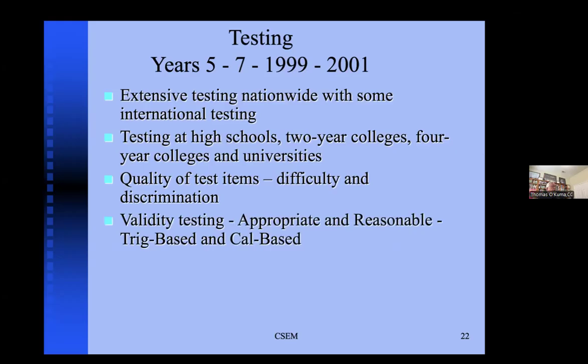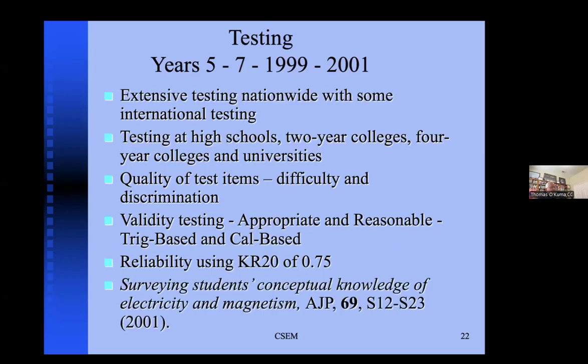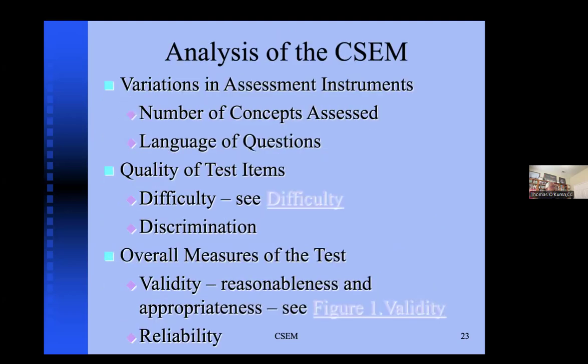We also ran a quality of test items analysis to determine both the difficulty and discrimination of each one of the questions. We did validity testing to test the appropriateness and reasonableness of each one of the questions for both the trig-based course and the calculus-based course. We did reliability testing using KR20 to see how reliable the test was. And eventually that led to the publication of the CSEM in the American Journal of Physics in 2001.